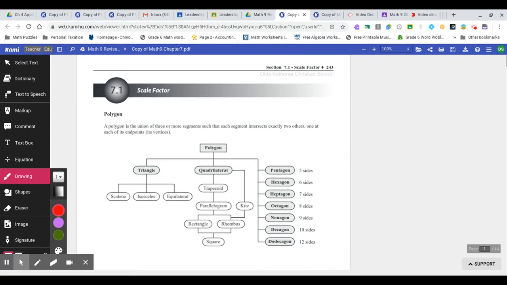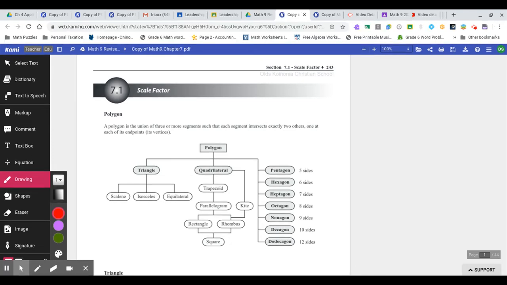That would be painful. So, okay, we're going to 7.1 scale factors. Turn in your books to page 243. The first thing, this is all a unit on shape and space. So we've done surface area. Now we're going to do some scale factor, one of those similar shapes and things. So first thing we're going to talk about is what polygons are.